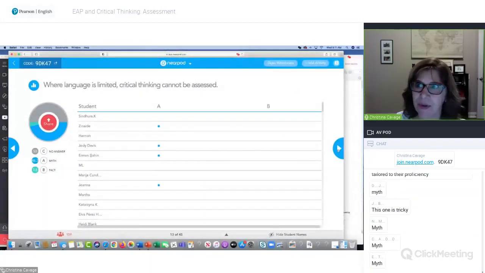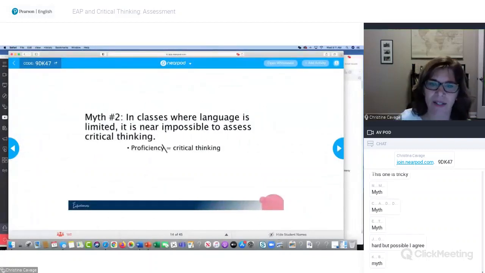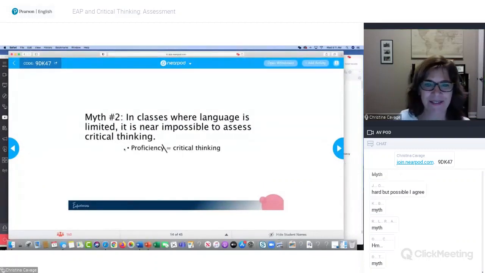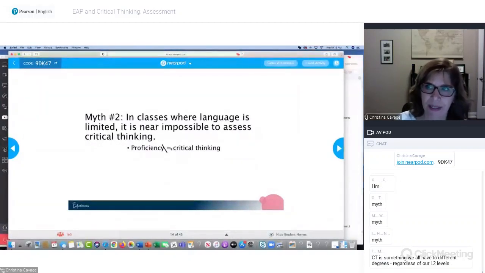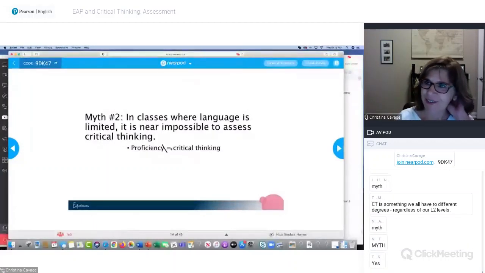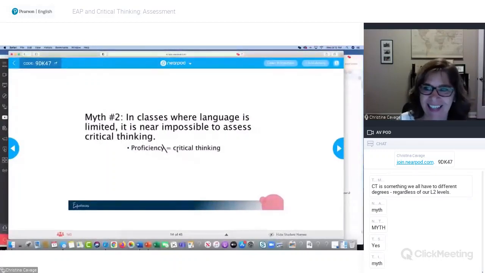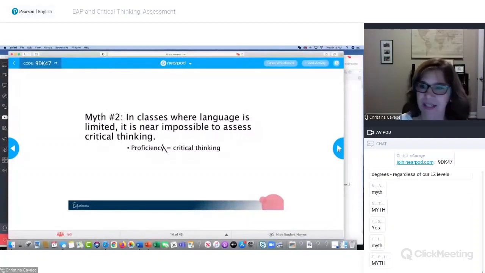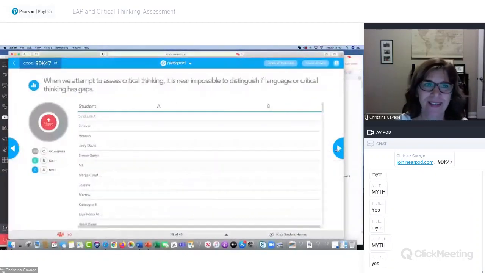Okay, so let's look at this one. It is also a myth, okay? And my little line through the equal sign is a little off there, I apologize. But in classes where language is limited, it is possible to assess critical thinking. And we have to separate proficiency and critical thinking. Students can think critically without demonstrating proficiency in a language, okay? And hopefully, again, at the end of the webinar, we'll see this in action as well.